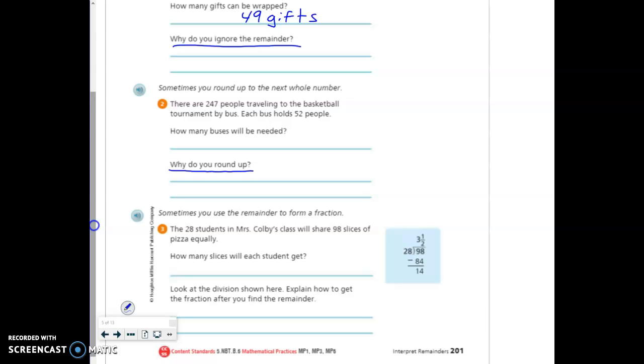So in this case, okay, we can fill 4 buses, but there are people left over. So we would still need a 5th bus that won't be completely full, but we don't want to leave those people behind.